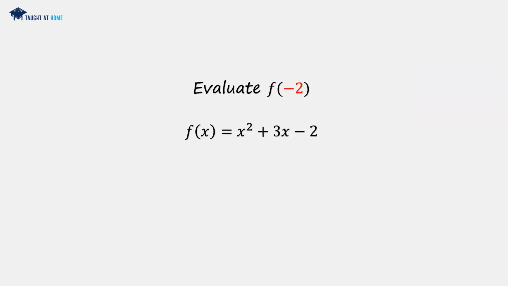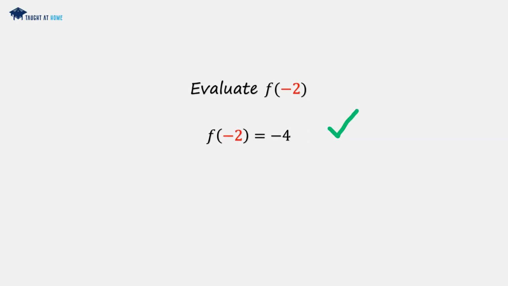Evaluate f of minus 2 for f of x equals x squared plus 3x minus 2. Again, we are going to evaluate this function when x is minus 2. So all instances of x we are going to replace with minus 2. So f of minus 2 is minus 2 squared plus 3 times minus 2, take away 2. So minus 2 squared is 4, plus 3 times minus 2, so that turns into minus 6, take away 2. So evaluated, 4 take away 6 take away 2 is minus 4.